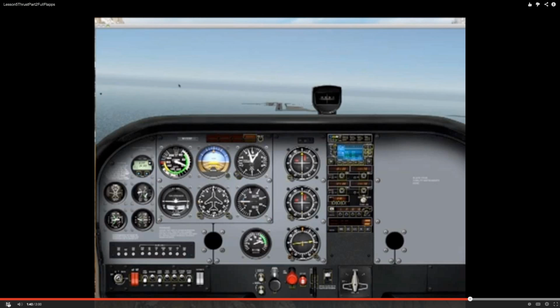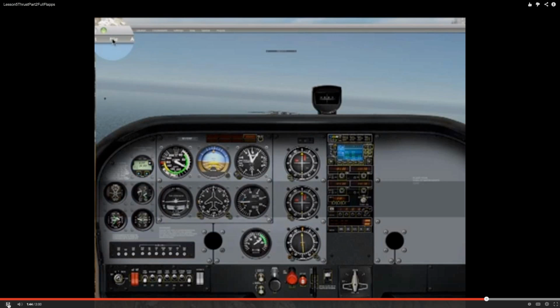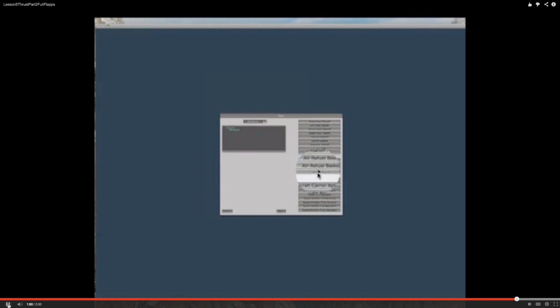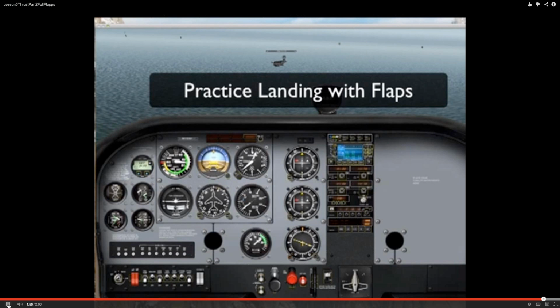Then press X to exit. See how she pressed the X? She didn't hit go to airport. And click on file. Go up to file. Select load situation. Aircraft carrier approach. It's labeled. And you'll see the aircraft carrier in front of you.